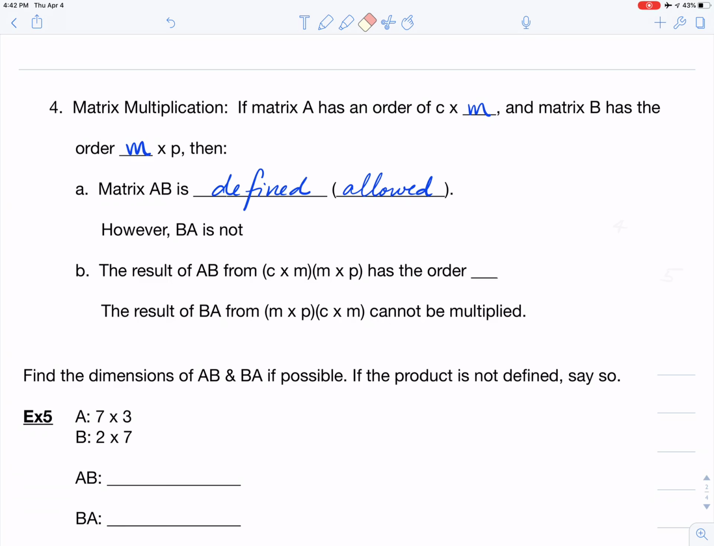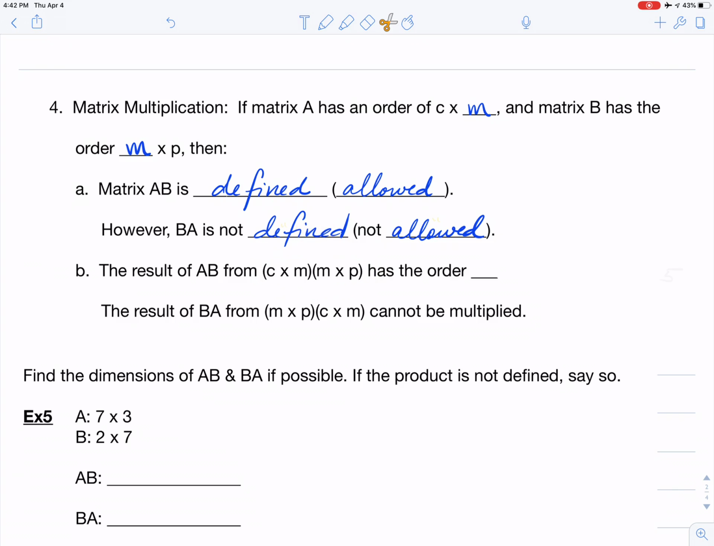I am allowed to multiply matrix A times B, but you need to understand that I'm not allowed to multiply matrix B times A. It's not defined. It's not allowed. So let's talk about why that's the case here. And I want to point out to you part B, which has a little bit more information in it. When I take my two matrices and multiply them together, you notice these are my two orders, my C by M times my M by P.